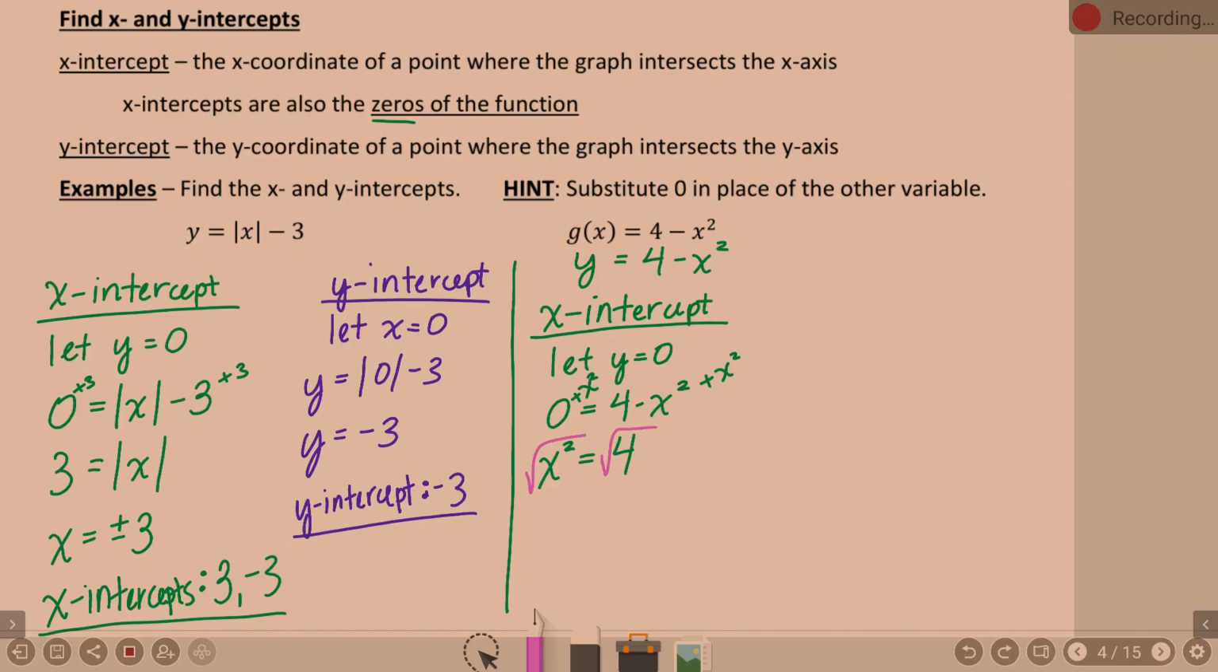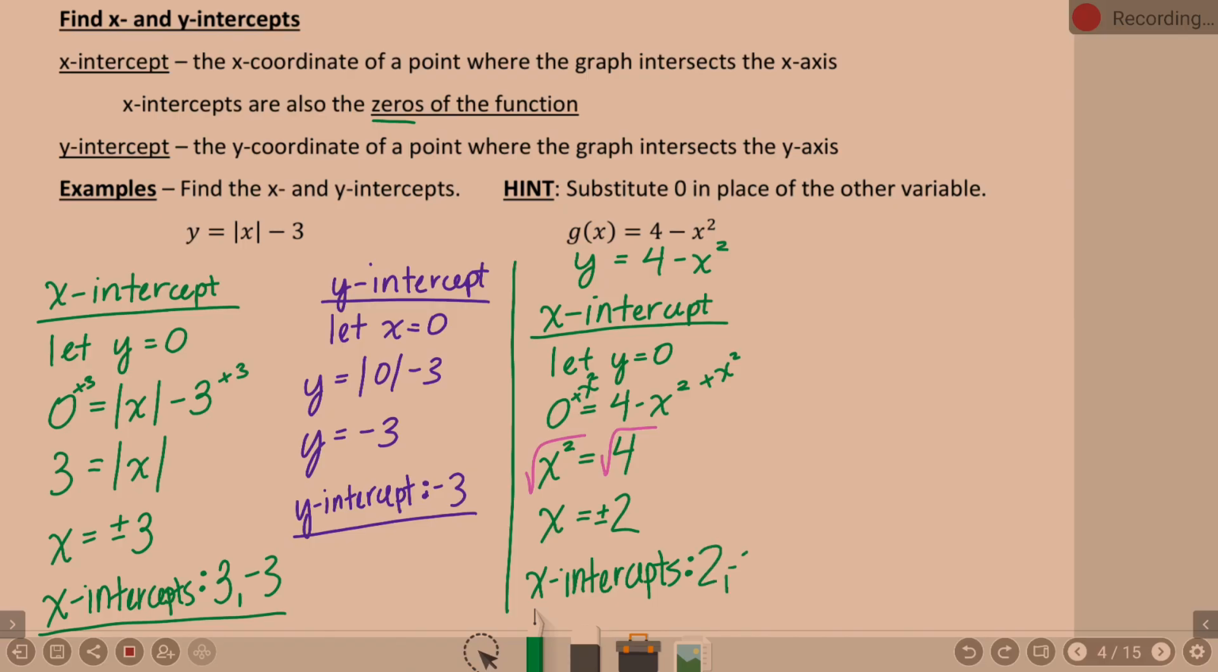X squared becomes x. What about the square root of 4? What is the square root of 4? 2. And? Negative 2. Could we use positive 2 or negative 2 in this scenario? Yeah. 2 times itself is 4, or negative 2 times itself is also 4. So we just came up with 2 x-intercepts again. It won't always be 2 x-intercepts, okay? It just is working out that way. So x-intercepts of 2 and negative 2.